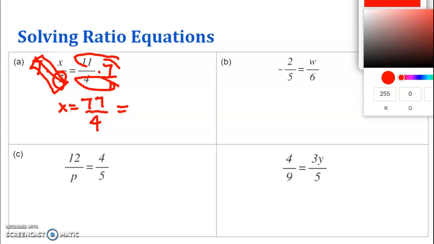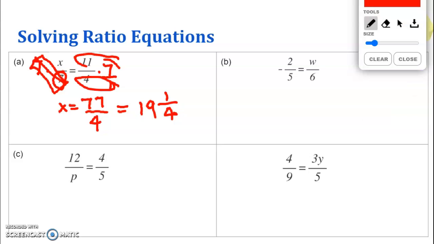How many 4s can go into 77? Well, how many 4s can go into 7? Only once. Okay, so 4 times 1 is 4. So 7 minus 4 is 3, and we're left with 37. How many 4s go into 37? 9 times. And 9 times 4 is 36. So 37 minus 36 is 1. We still have 1 of the fraction remaining. So it's going to be 19 and 1/4.